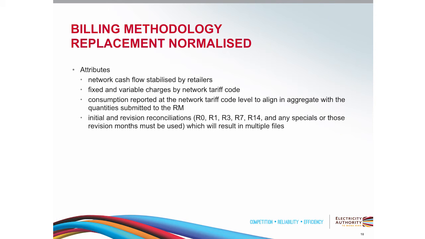So if you look at replacement normalised, there are these revision cycles. You get an initial file, there's a revision at R1, R3, R7 and R14, plus any specials that the authority may decide to go off and do. So you will be receiving multiple files for the same month that you will need to process.